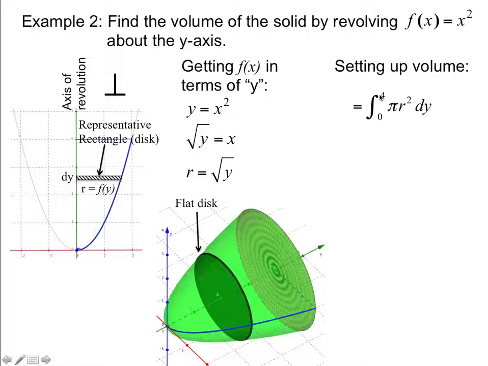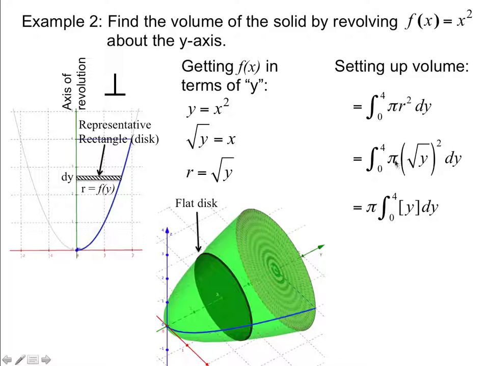So looking at this, then we know that we're going to stack these from 0 to 4. And it's going to be pi times that function, that g of y, so to speak, that function in terms of y squared. So if we look at here, that radius is the square root of y. So the expression then is from 0 to 4 pi times the square root of y squared dy.